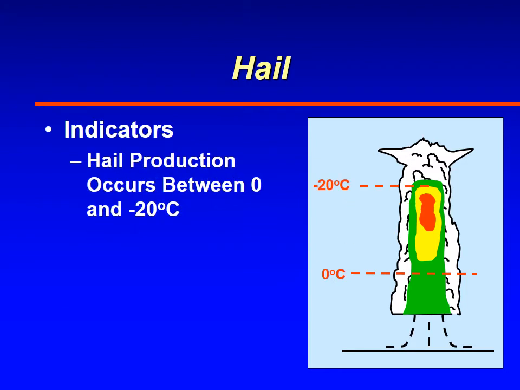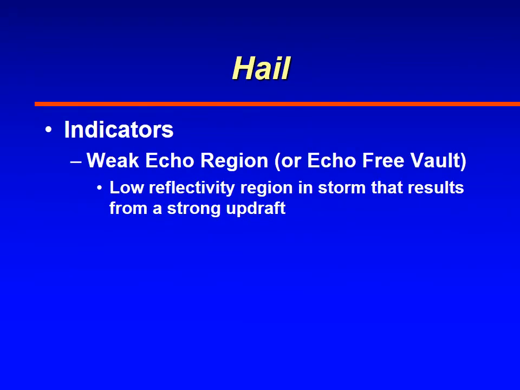So hail production is typically between 0 and -20, so keep that in mind when you're looking at the winds aloft forecast or upper level charts, or even for that matter a sounding. There are some signatures in a thunderstorm that usually indicate that it is producing hail. Another one of these signatures is a weak echo region, or they also call it the echo-free vault.